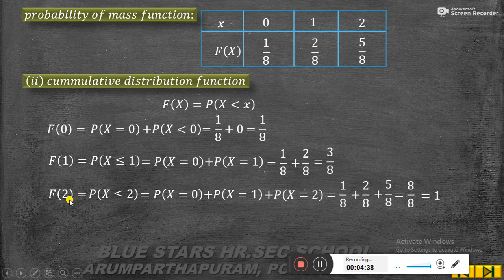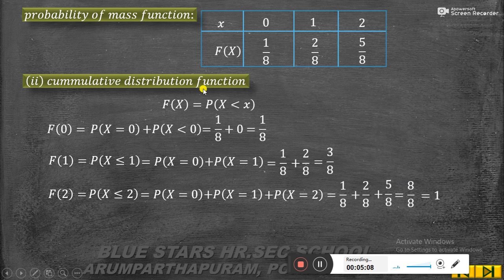So next, f of 2. F of x equal to 2 means the probability of x less than or equal to 2. X less than or equal to 2 means we take the values before it: 0, 1, 2. So probability of x equal to 0 plus probability of x equal to 1 plus probability of x equal to 2. X equal to 0 means 1 by 8, plus x equal to 1 means 2 by 8, plus x equal to 2 means 5 by 8. Therefore 8 by 8 equal to 1. Therefore f of 2 equal to 1.